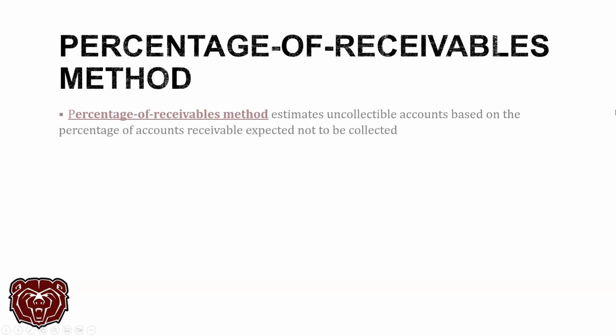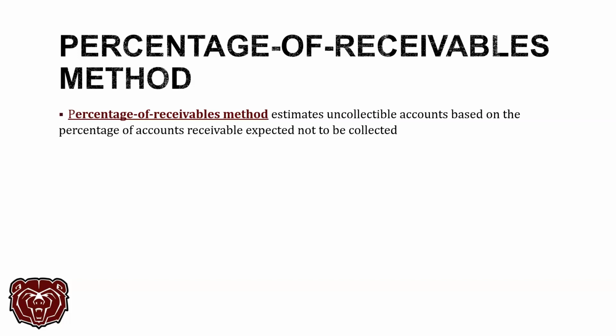So here we're going to talk about different methods that we can use to calculate our bad debt, to calculate that uncollectible account, okay? The first one is what we call the percentage of receivables method, right? This estimates your uncollectible accounts based on the percentage of accounts receivable that you expect not to collect, okay?